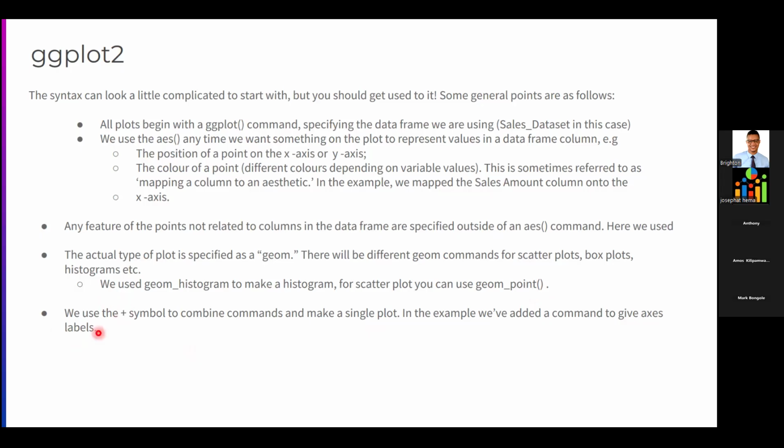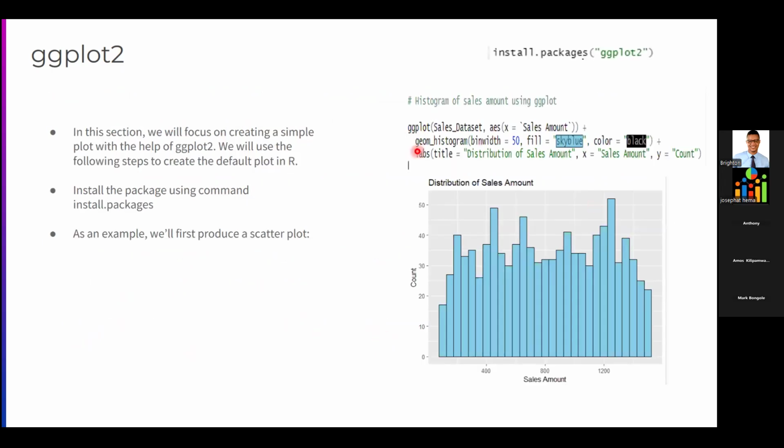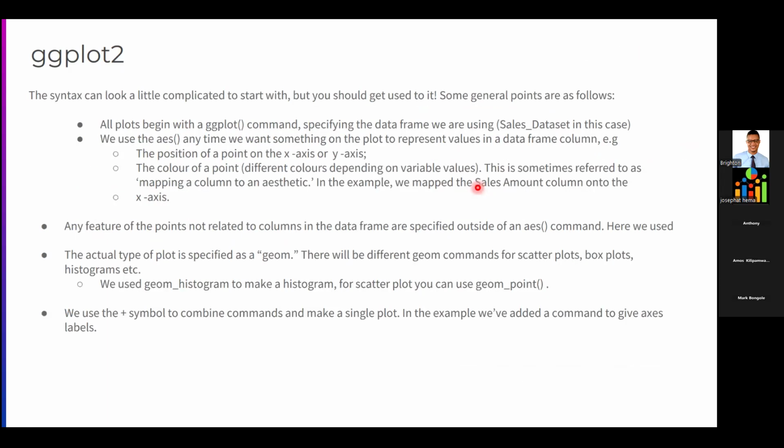As I mentioned earlier, we use the plus symbol to combine commands and make a single plot. In this example, we have added commands to add the labels. The first part was getting the data set, then getting the histogram and its features. Then the other one is the labels, which is labs, including the title, x-axis, and y-axis. Let me know if that is clear before we move to the second part where we write the actual R code for these plots.